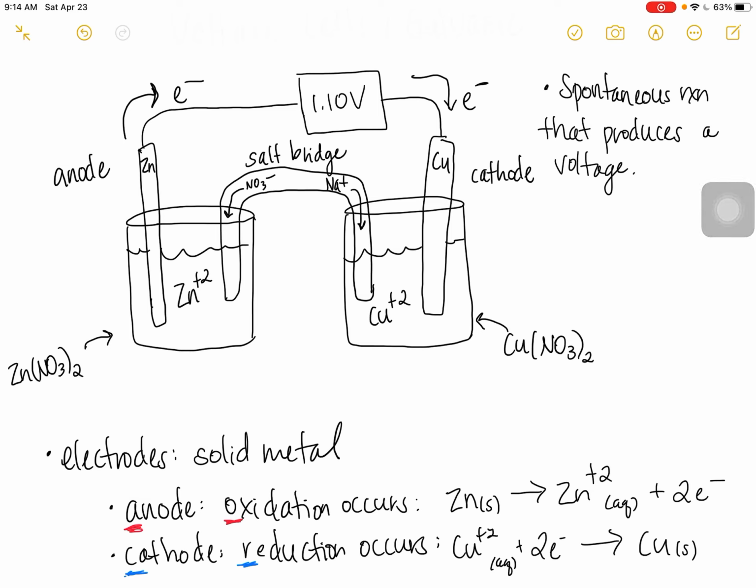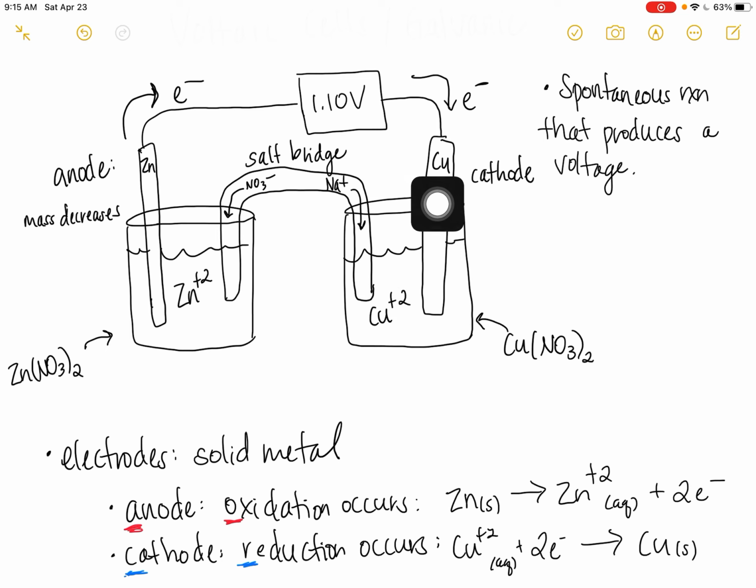Okay, a couple other things to talk about before we get into the calculation of voltage: actually what happens to the electrodes as this process occurs. As this reaction is happening, remember again, at the anode, oxidation is occurring. So zinc solid is turning into zinc plus 2. Well, that means that I'm losing some of the solid zinc from this electrode. So the anode will actually have a mass decrease as this reaction occurs because the zinc is turning into zinc plus 2.